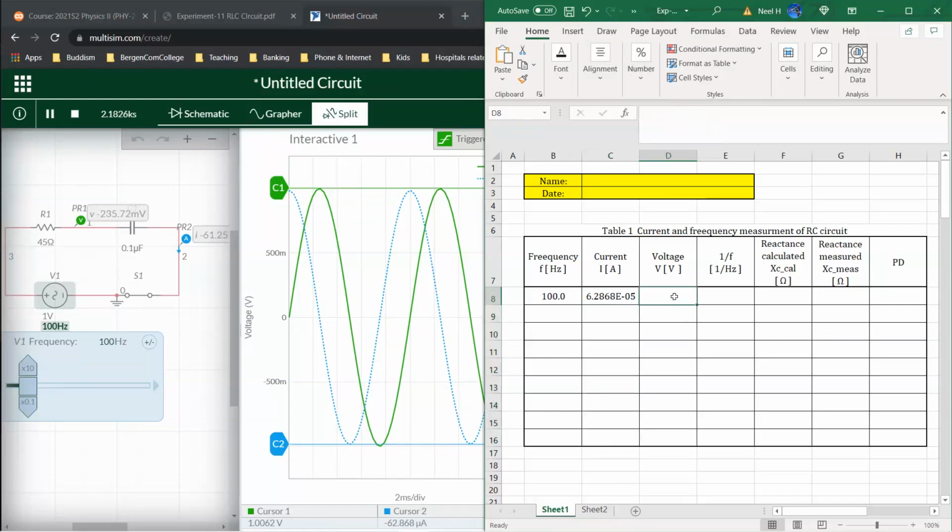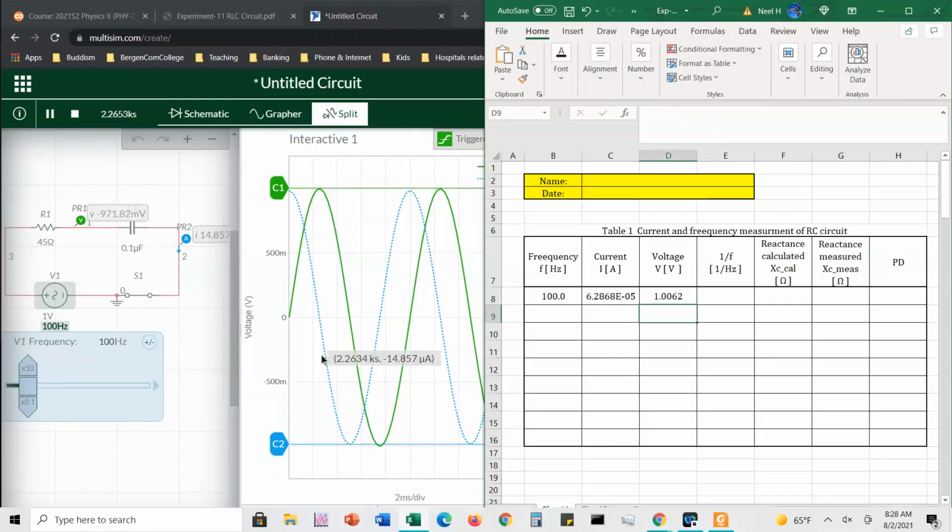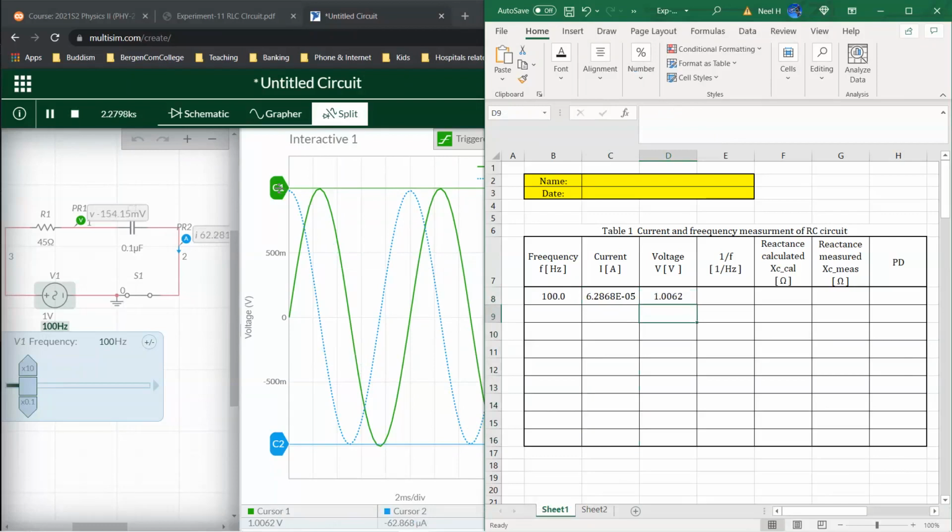Okay. Voltage is 1. Since I'm measuring it, I'm going to record the measured value, 1.0062. That is a measurable error which is happening because of where I can put this cursor. Okay. The frequency you can calculate in a bit, but we'll take a look at the reactance.